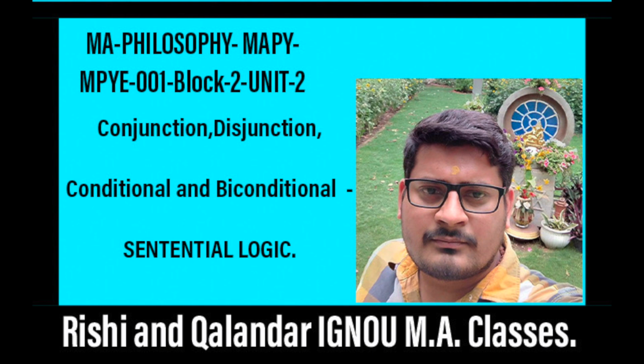A conditional asserts that if its antecedent is true, then its consequent must be true. While symbolizing implication, it is important to identify the antecedent and the consequent correctly. Some examples will be of help.